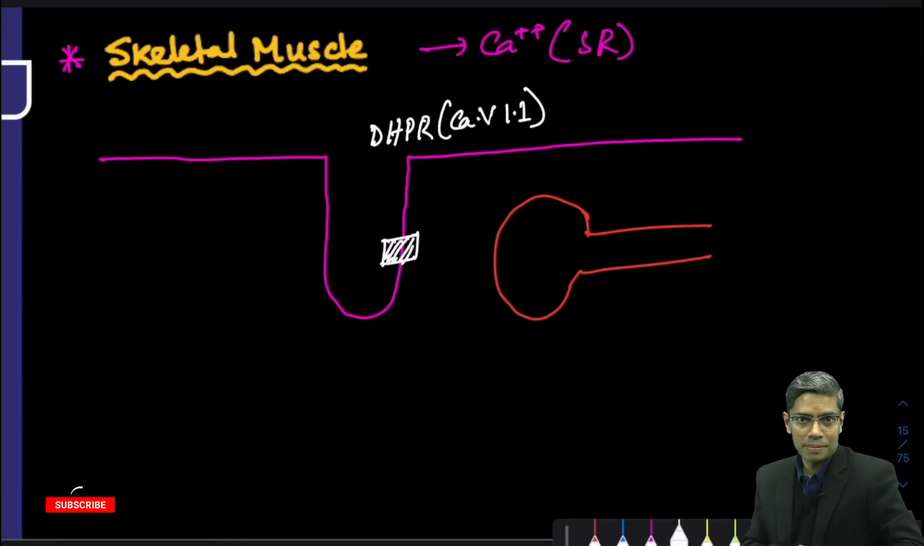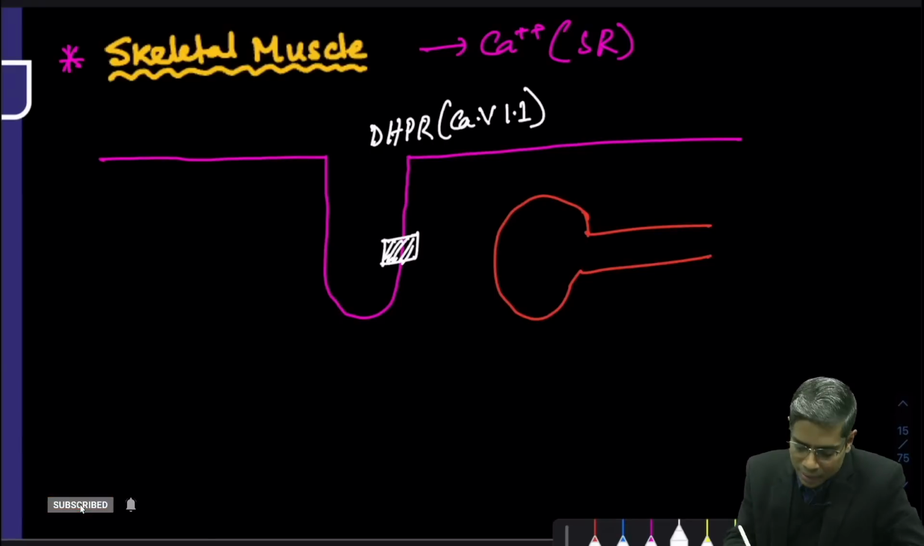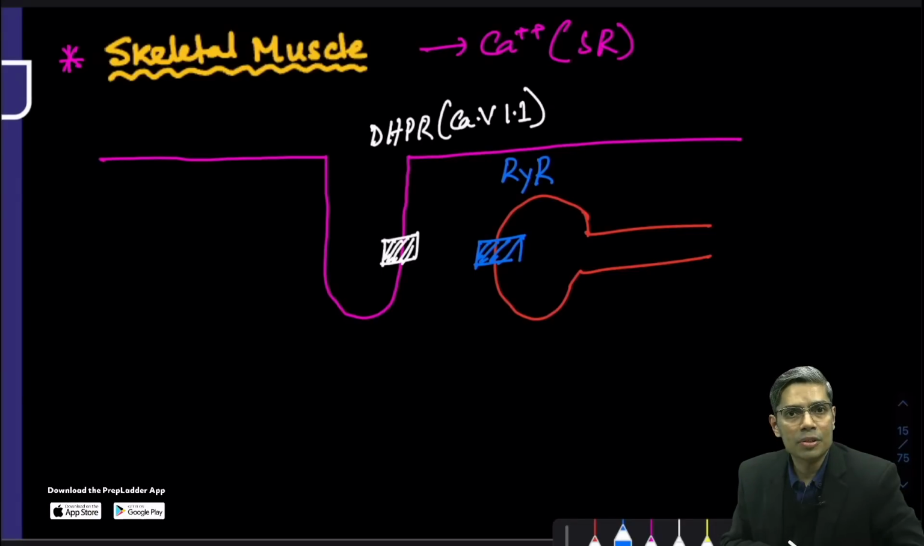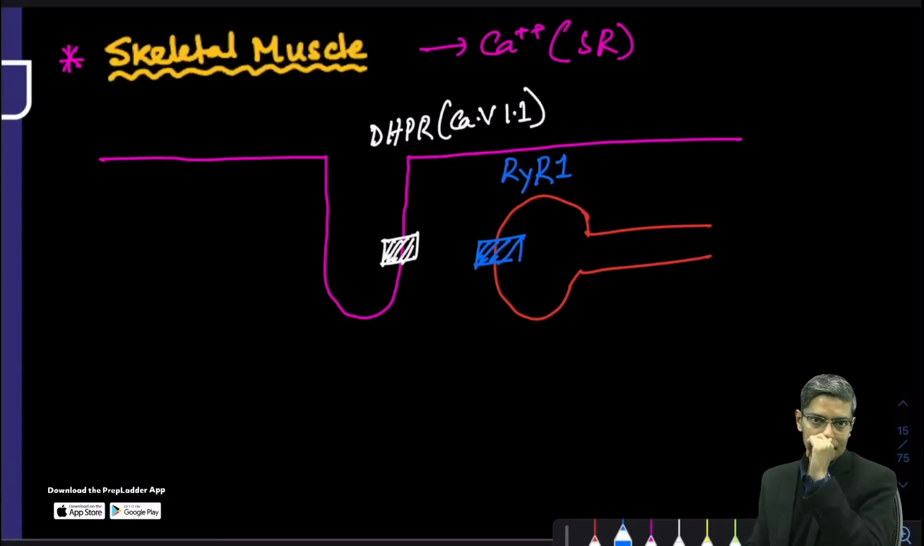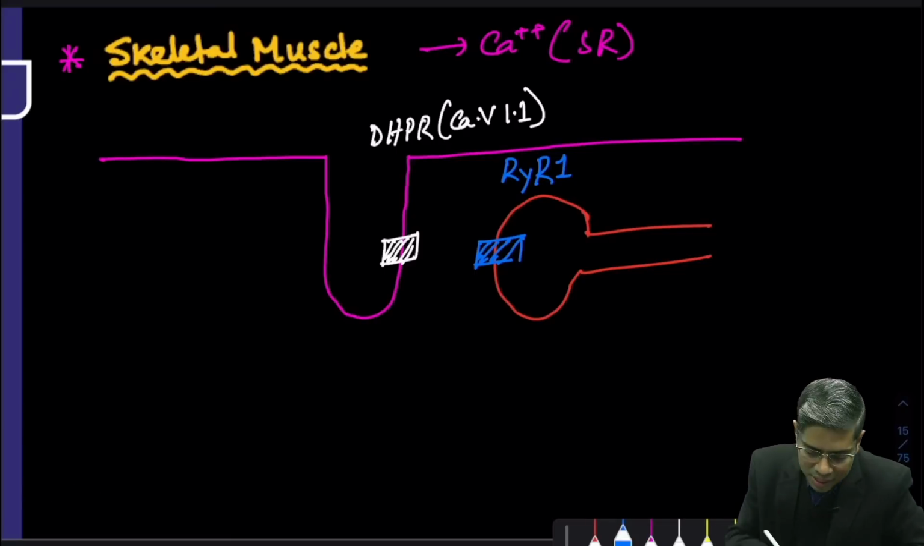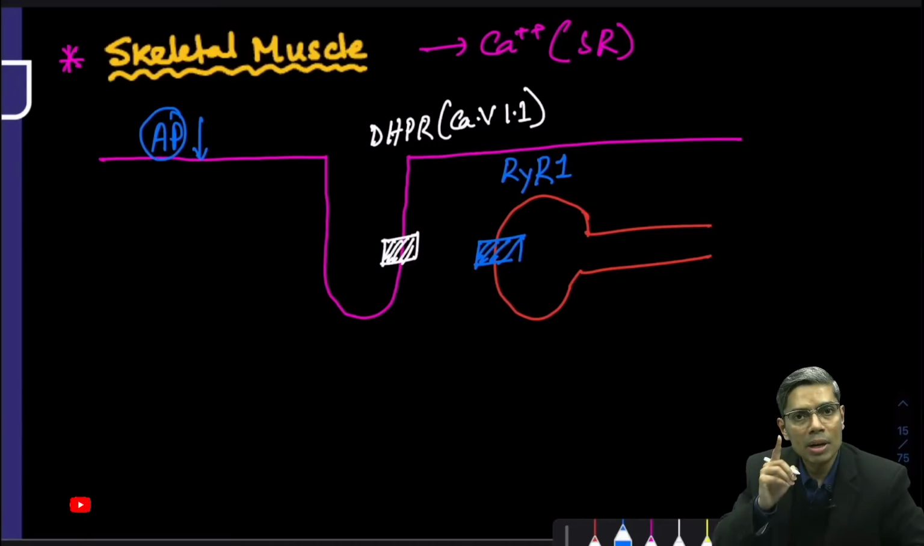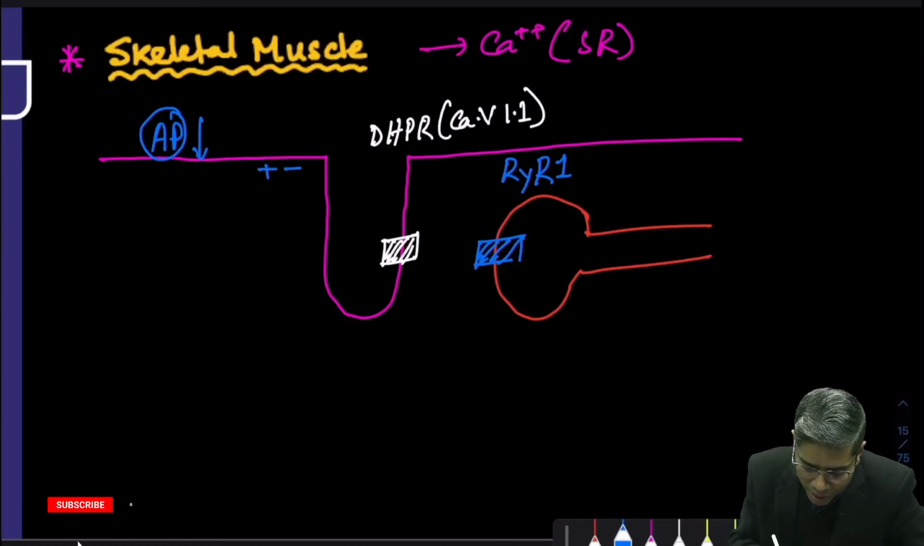You have to remember it. And the channel present on the sarcoplasmic reticulum membrane is the RYR, the ryanodine receptor channel. In skeletal muscle the subtype of the ryanodine receptor present is RYR1. Now if I generate an action potential on this muscle membrane, what will happen? There will be depolarization of this muscle membrane, right?